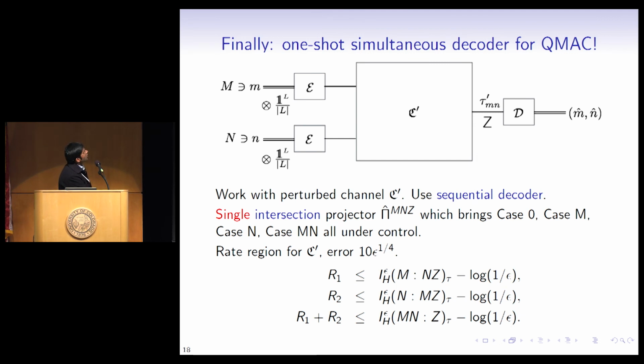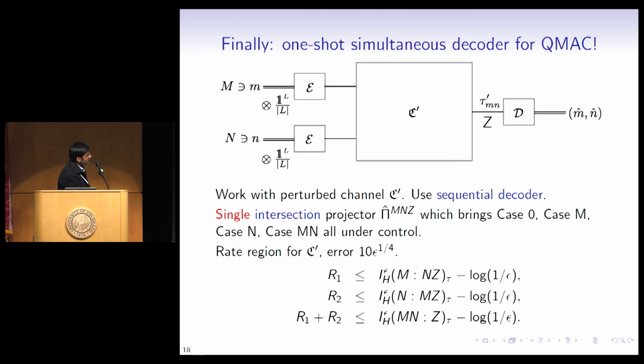Look at the encoding of M on rho M, augmented with this ancilla, so this should be here. Similarly, do it for the case N. Okay, and the state that I get is tau prime. Now, the thing to note is that the state tau prime is very close to the original state tau tensor I over L tensor 2. Okay, so this gives me the desired rate region, but the error parameter won't be epsilon now, it is epsilon to the 1/4.